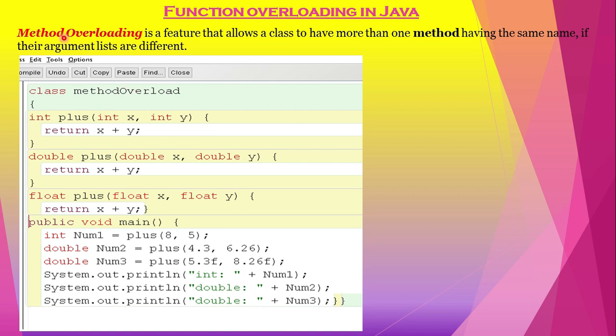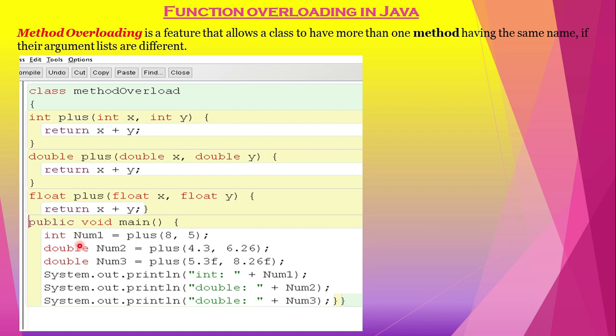Now look at overloading according to the definition. Methods with the same name. See, plus. Methods with the same name but with different arguments. Look at integer argument, double argument, float argument. Arguments should be different. Name will be the same. Function name will be the same but with different arguments. That type of functions when you create, it is called method overloading. What is it called? Method overloading.